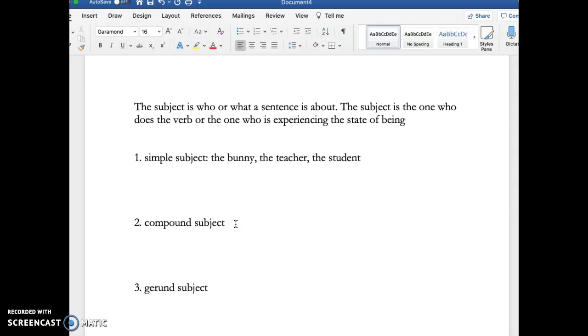Now, I bet if you think about it for a minute, you could figure out what a compound subject is, right? If compound means that you're adding one more, then it means two subjects. So you could say the bunny and the kitten sleep, right? In other words, both the bunny and the kitten are doing the verb, which is sleep.